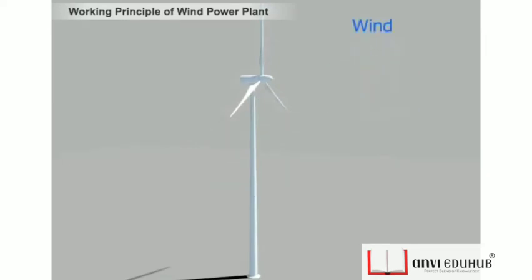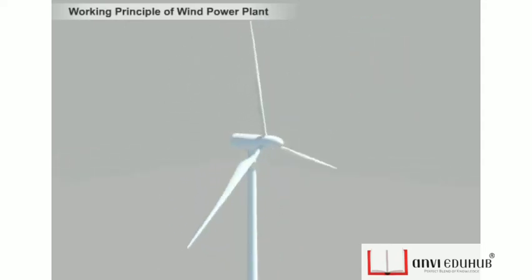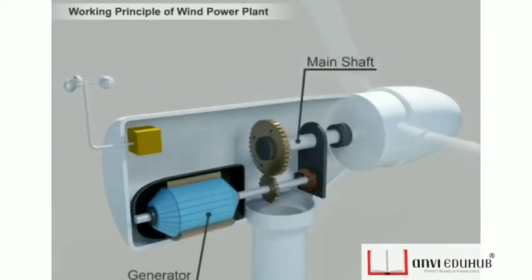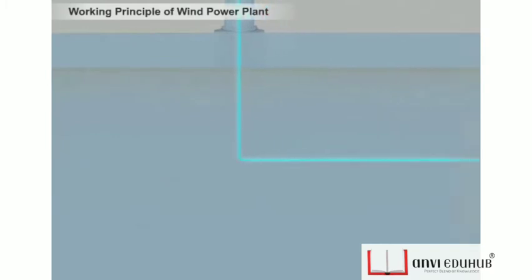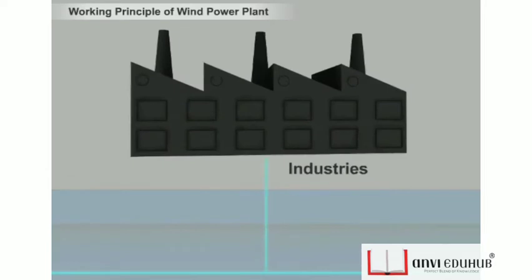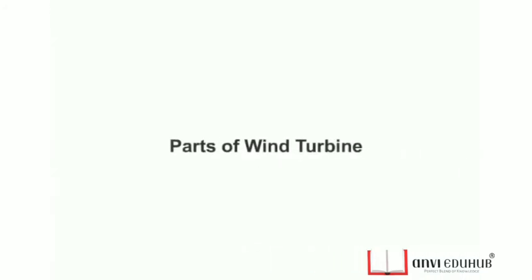The wind will cause the blades to rotate. Due to this, the rotor starts moving. As the rotor is connected to the main shaft, it spins the generator, because of which electricity is produced. This electricity can then be transferred by using transmission or distribution lines to homes, industries, schools, hospitals, etc.